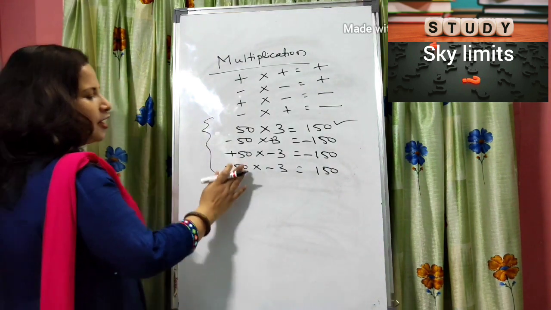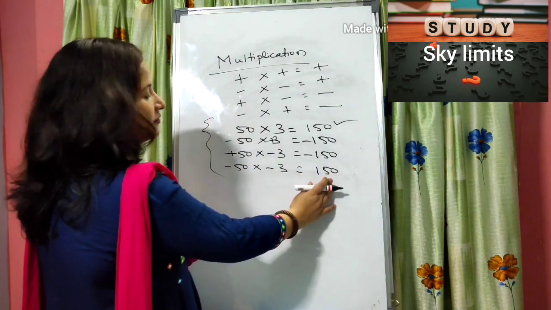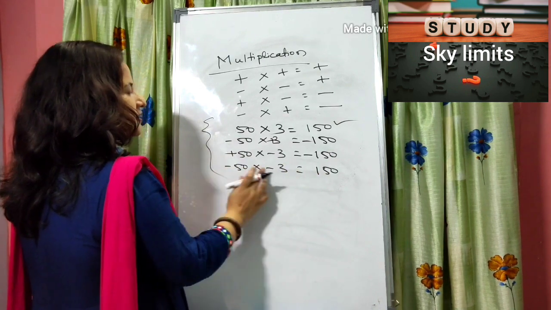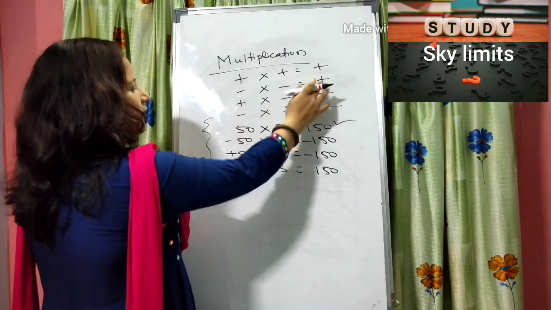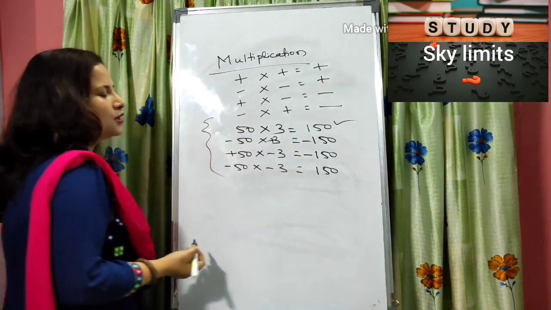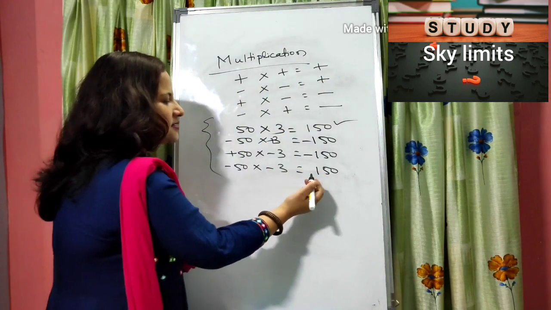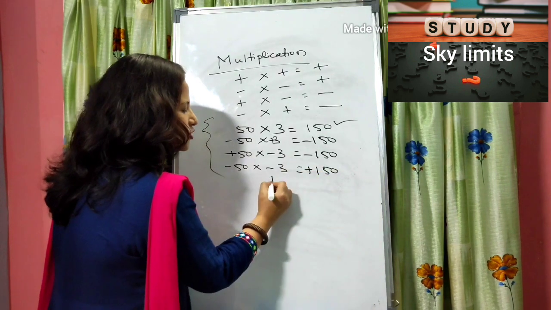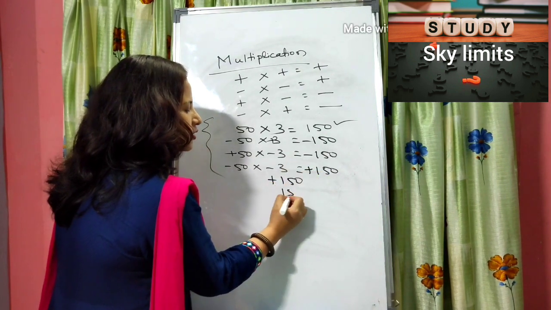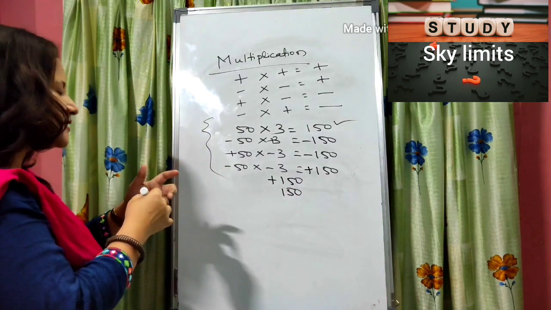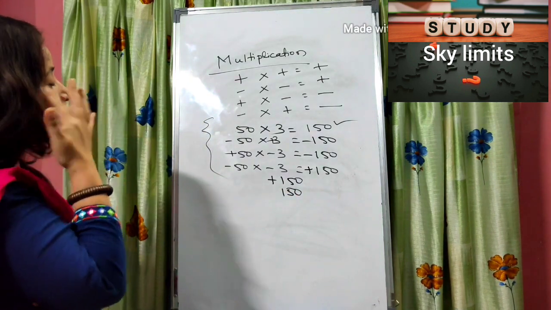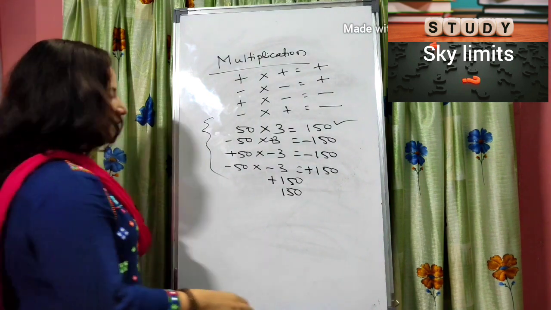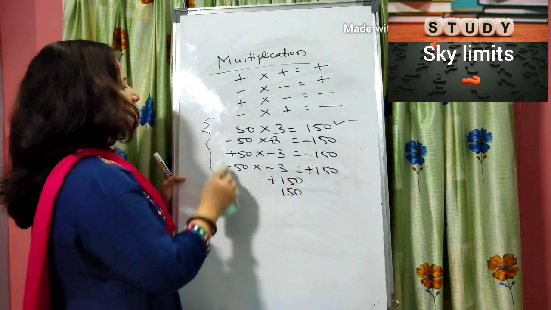The last one. 50 multiplied to 3 is 150. And both are negative. So you can see here minus multiplied to minus will give us a plus. So by default it is understood that 150 is plus 150. It's up to you. If you want to write, you can write plus 150, or simply 150 also means that it is positive. So I hope you understand this multiplication also.